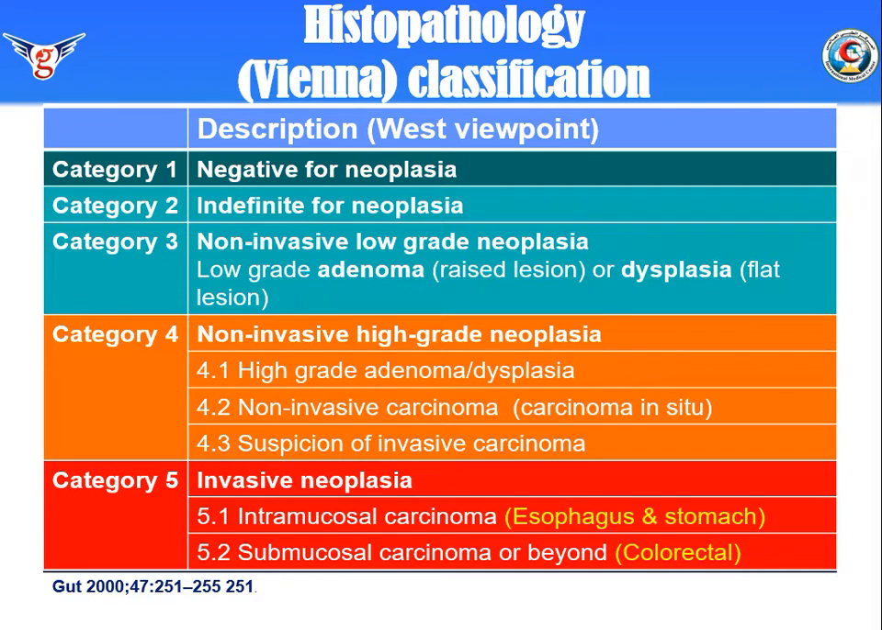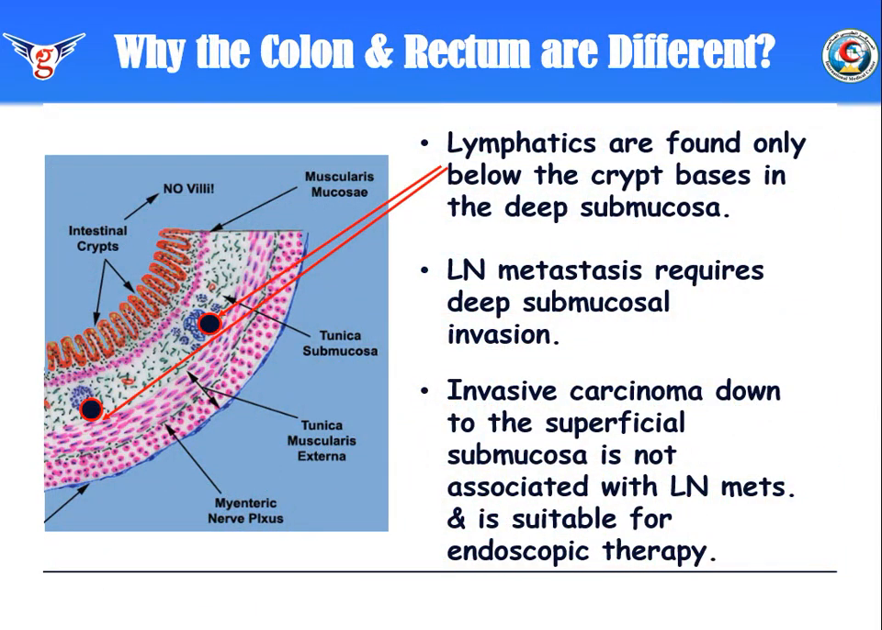The important information here is the definition of cancer in different GI parts. Esophageal or gastric cancer is defined by lamina propria invasion, but colonic cancer is defined by deep submucosal invasion. And why is that? Because the lymphatic vessels in the colonic wall are found only at the level of deep submucosa. Therefore, invasion down to less than 1000 micrometer in the submucosa is associated with very little risk of lymph node metastasis and could be cured just by complete endoscopic resection.